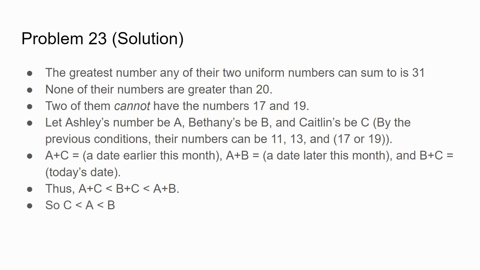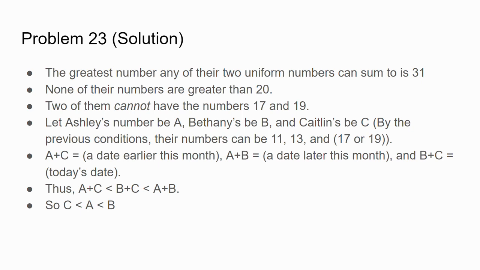So we can figure this out by seeing that the greatest term of the inequality, A plus B, doesn't include a C in it. Thus, C must be less than the other two, because B plus C is less than B plus A, and A plus C is less than A plus B.